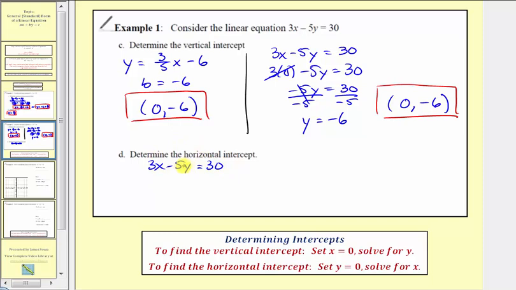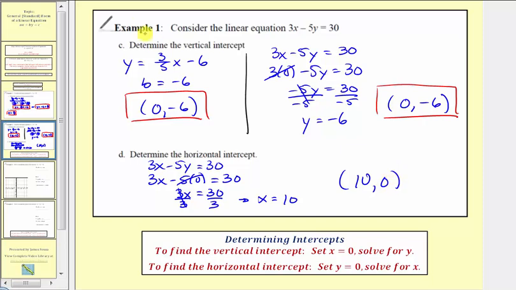Notice how if we substitute 0 for y, this term is going to be 0. Let's just go ahead and show that. So we'd have 3x minus 5 times 0 equals 30. Simplifying, we have 3x equals 30. Dividing both sides by 3, notice how we have x equals 30 divided by 3 equals 10. So again, the ordered pair for the horizontal intercept would be 10, comma 0.